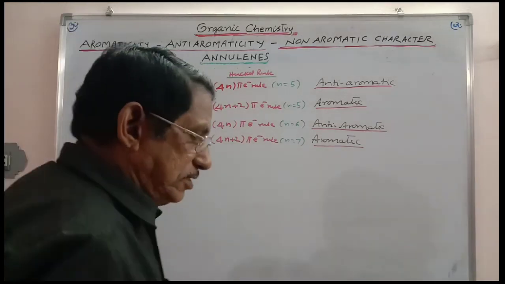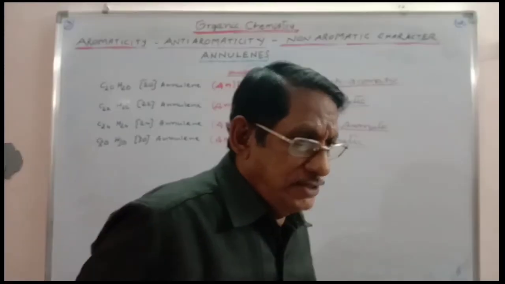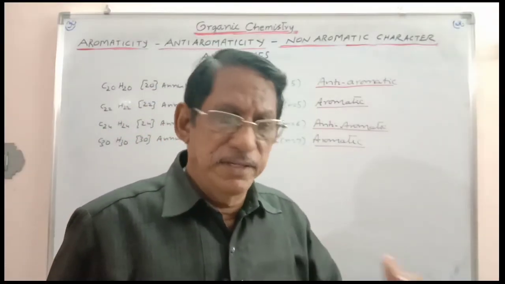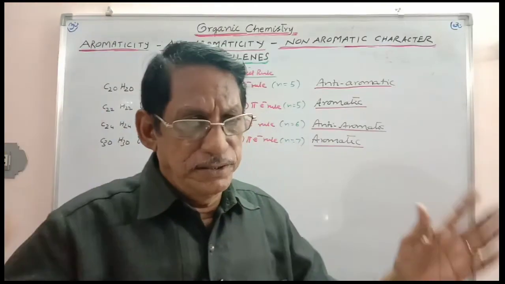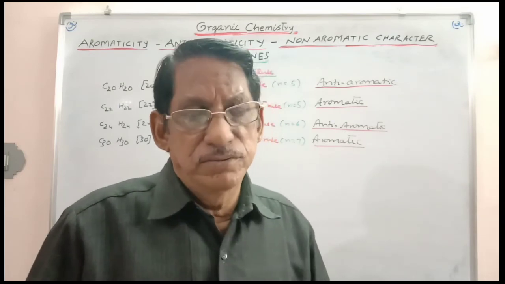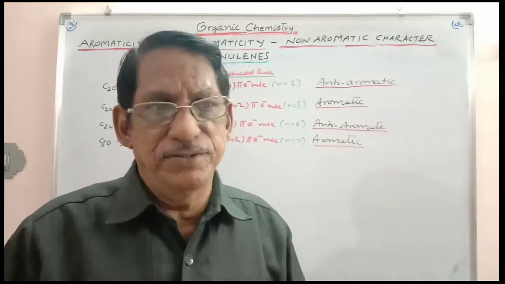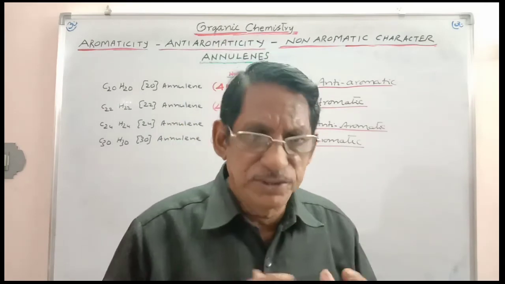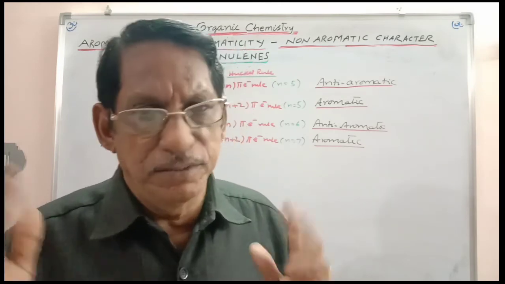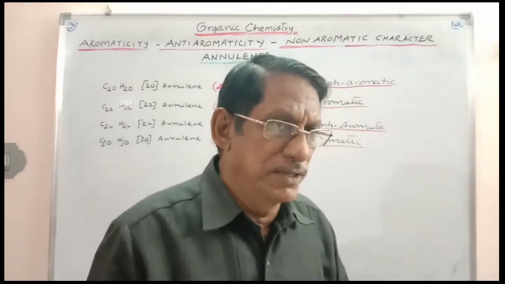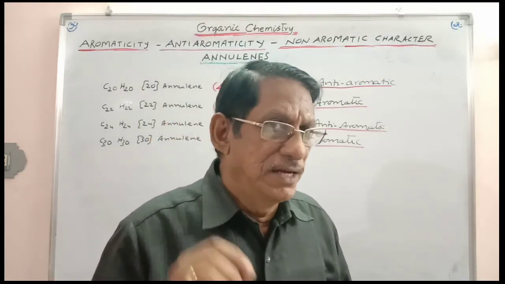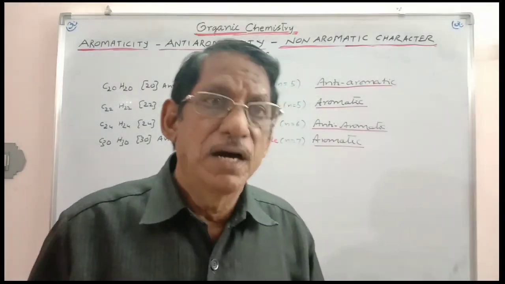Finally, some more examples in the case of annulenes. Don't forget, from C18H18, from 18 annulene onwards, the ring size is very much expanded, inner space is also very large, and so the repulsions among the inner hydrogens can be easily ignored. There is no steric repulsion. The structure remains planar, and so Huckel rule is completely applicable. Whatever rule is applicable, they will become aromatic or anti-aromatic. And in this case, from 18 onwards, there is no question of non-aromatic character arising.